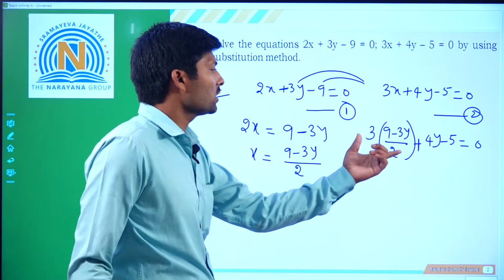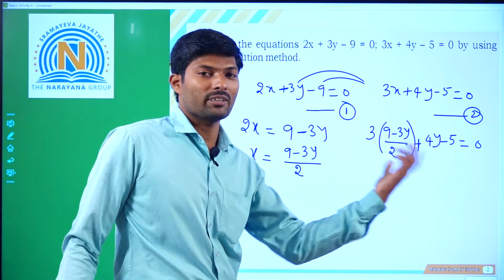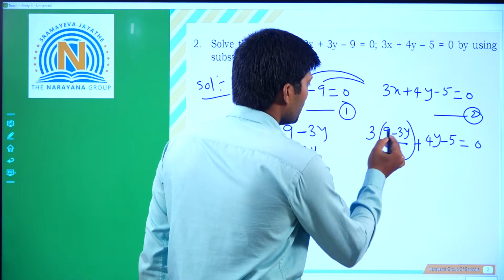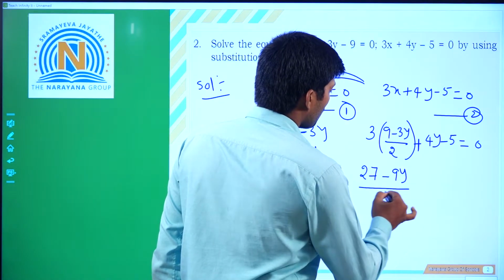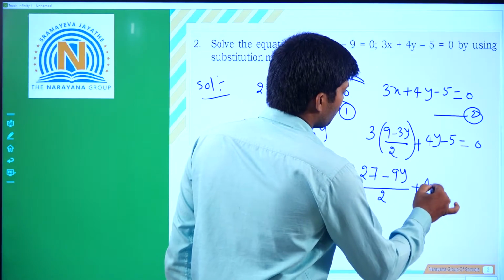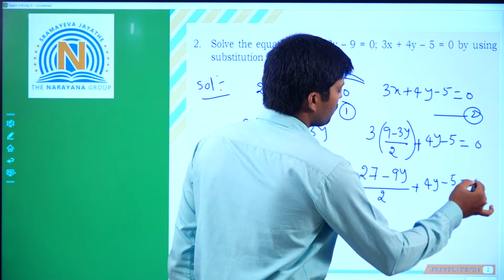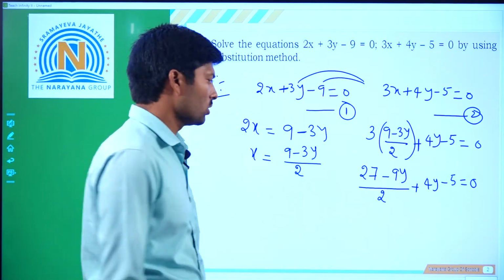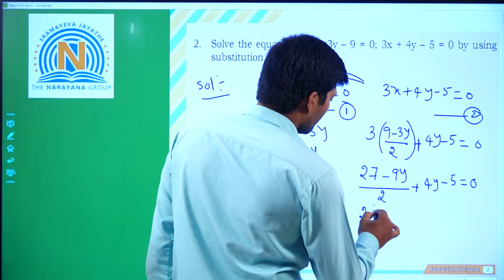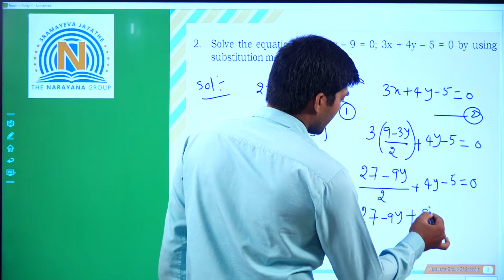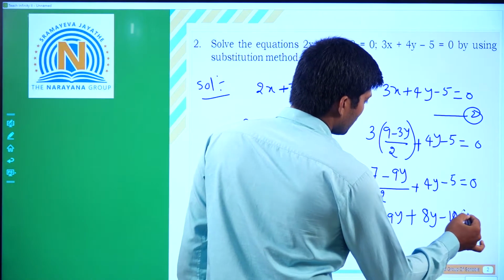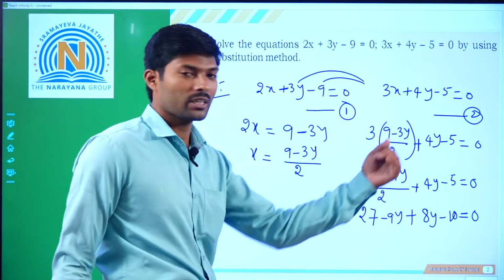So, by writing like this we can find the value of y. It will become 3 into 9, which is 27, minus 9y, upon 2, plus 4y minus 5 is equal to 0. Just to simplify this, 27 minus 9y, the LCM is 2, that is 8y minus 10 is equal to 0. You can send the 2 to that side and it will become 0.